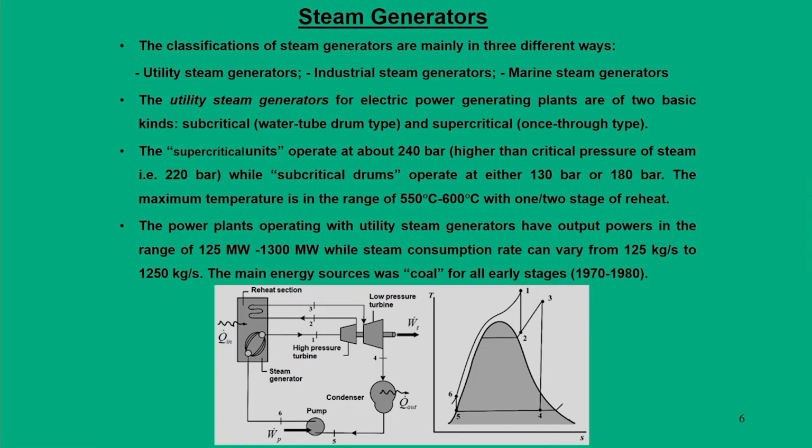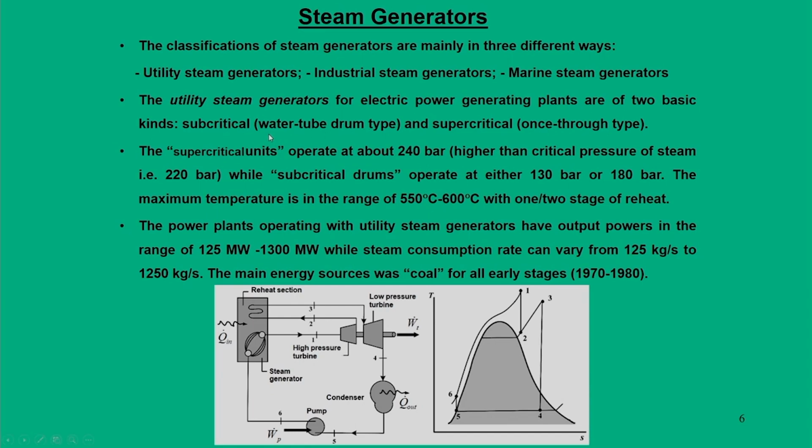So, they are like intermediate units that operate at relatively low pressures. But one important thing is the utility steam generator. This utility steam generator is mainly used for thermal power systems, and they use two types of units. One is the subcritical unit, the other is the supercritical unit. Now, while talking about the subcritical unit, we use a water tube drum type steam generator, which I have explained earlier.